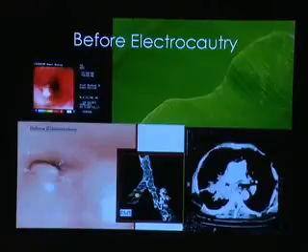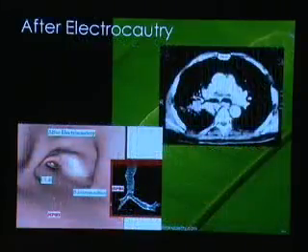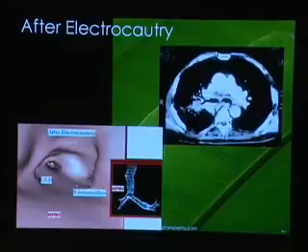Here is a case of bronchogenic carcinoma involving the right main bronchus. This patient was non-operable, and he underwent electrocautery. This is the mass before electrocautery, and this is the appearance of the airway after electrocautery.